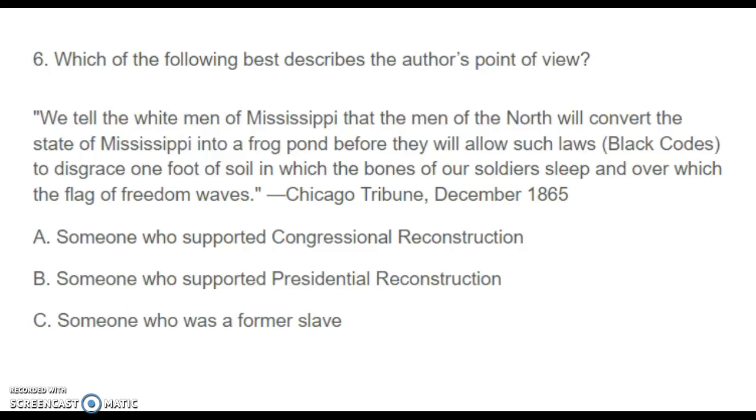Is it A, someone who supported congressional Reconstruction? B, someone who supported presidential Reconstruction? Or C, someone who was a former slave?